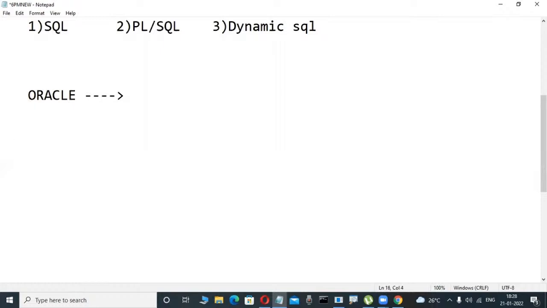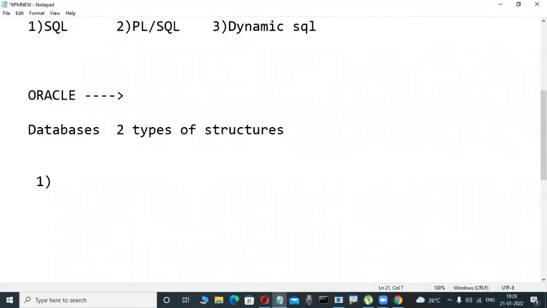Two types of structures are there. You must be familiar with that before we start our courses. These databases, observe it here, have two types of structures. Don't write it, just observe it here. Suppose you are taking Oracle, SQL Server, MySQL, DB2, or any relational database software you are installing in your system, two types of structures are there. One is logical structure.